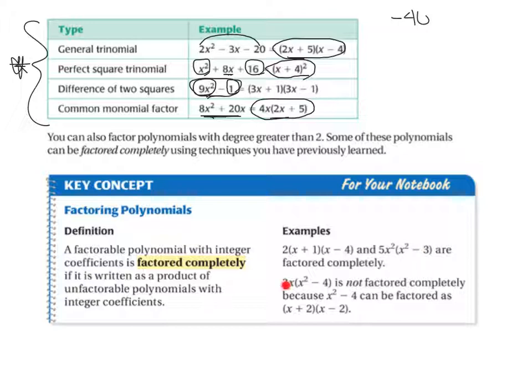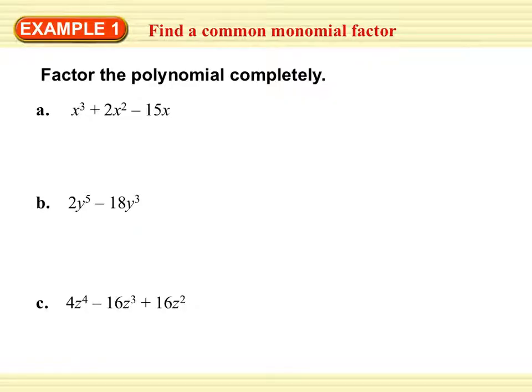If I look at this one, 3x times x squared minus 4 is not factored completely because this binomial is the difference of perfect squares, and I can factor it to x plus 2, x minus 2. So knowing if something's factored completely comes with practice. And we're going to keep on practicing, right? All right, so let's factor completely.